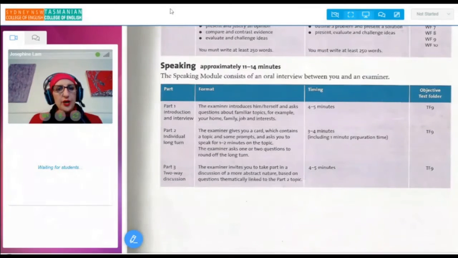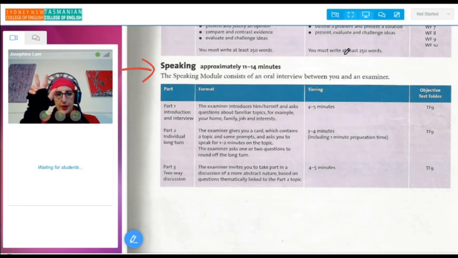Now, let's move on to the speaking module. The speaking module will last anywhere between 11 and 14 minutes. The speaking module consists of an oral interview between you and an examiner. It is divided into 3 parts.